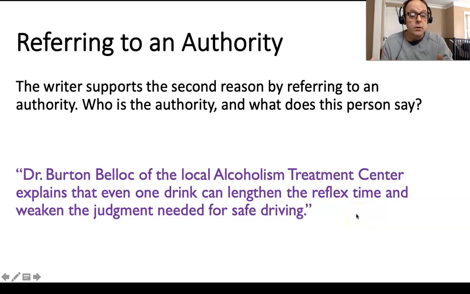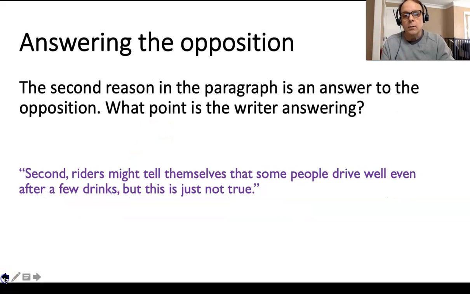And so he's a good authority on this because he obviously deals with alcoholism and over drinking and all that kind of stuff a lot. And so again, the writer is an authority, and that backs up the previous one where we're answering the opposition. So why should you not do this?